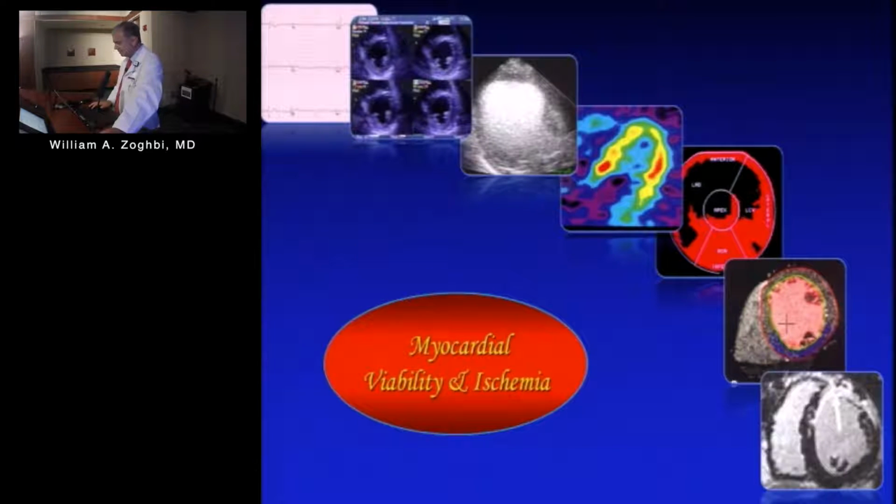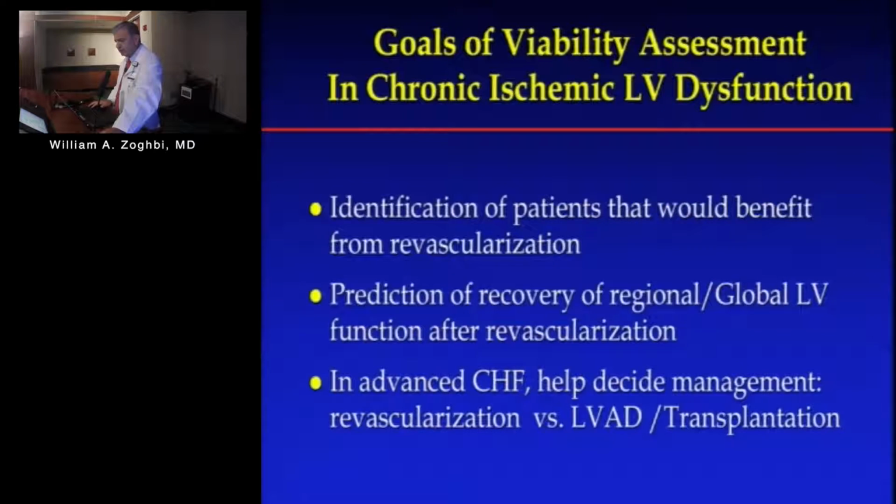I'll address echocardiography, Dr. Mahmarian will address nuclear, and Dr. Shah will address CMR, which really is becoming the modality to evaluate myocardial viability, because it's really the only one that can image a scar, replacement fibrosis, and the others would infer it, would look at various properties of the myocardium. So what's the goal?